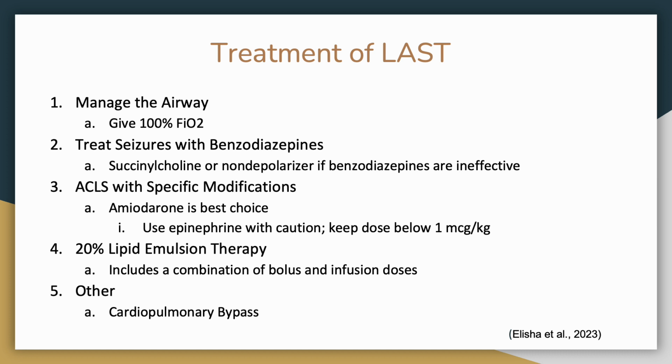ACLS should be followed if cardiac arrest occurs with a few modifications. This includes using a dose of less than 1 microgram per kilogram of epi, as it may reduce the effectiveness of lipid emulsion therapy. If dysrhythmias occur, amiodarone is the best choice. 20% lipid emulsion therapy should begin at the first sign of LAST. It is important to note that propofol is not an appropriate substitution. Lastly, if the previous therapy was unsuccessful, the patient needs to be prepared for cardiopulmonary bypass.